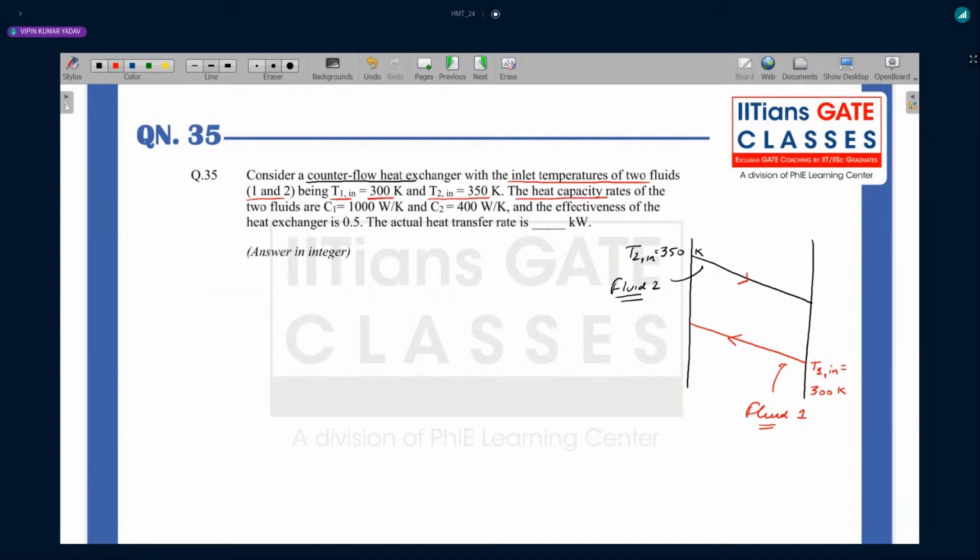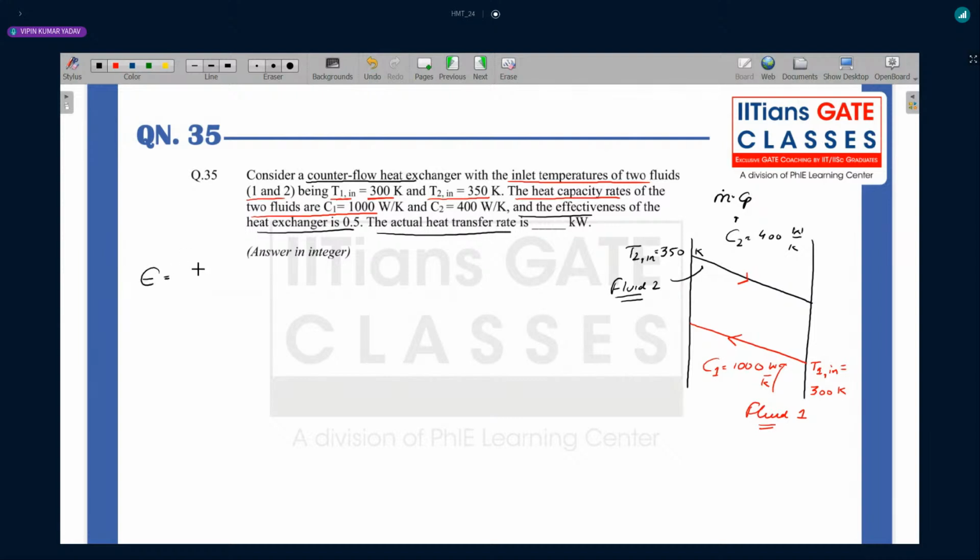Okay, now let's read the question further. The heat capacity rates of the two fluids C1 and C2 are given. So they are saying C1 is equal to 1000 watt per Kelvin, and C2 is equal to 400 watt per Kelvin. Now what is this? This is mass flow rate into Cp. That's why it is watt per Kelvin. Okay, now the effectiveness of the heat exchanger is 0.5. The actual heat transfer rate we have to find out. Very easy question if you know the concepts, if you know the formula.